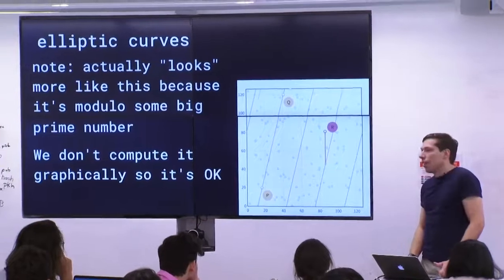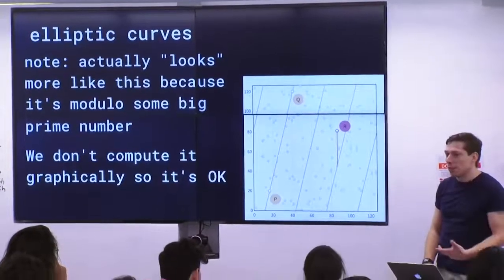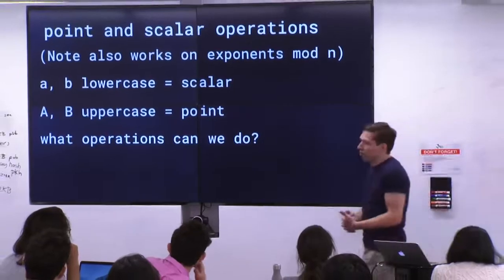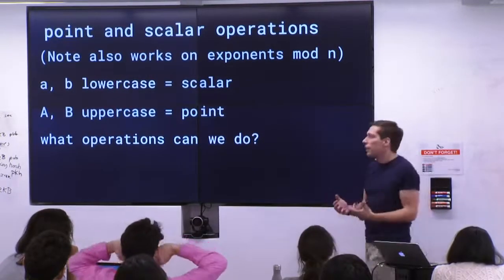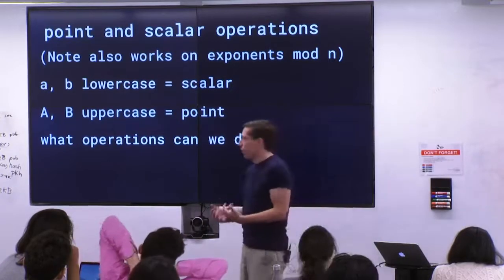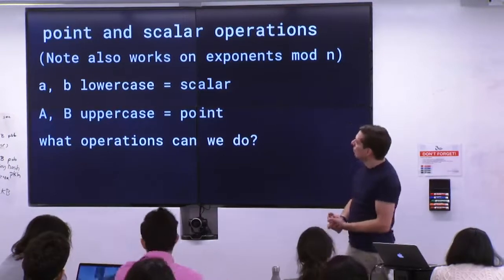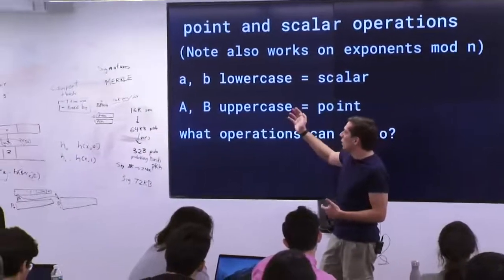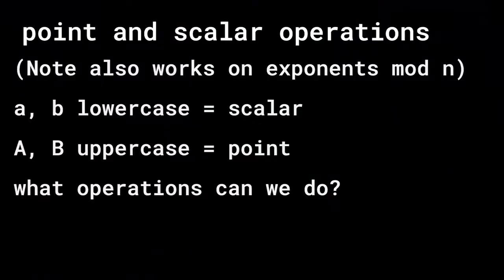Okay, so you don't need to know exactly why these things work on curves, but we're going to go through what you can do with these and what properties you have. So we've defined these points on a curve and how this curve works. And then we also have regular old numbers, right? So from now on, A and B are lowercase numbers. These are scalars. Scalars just means regular old numbers.